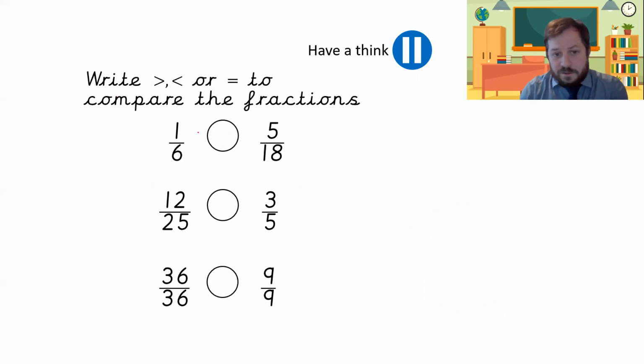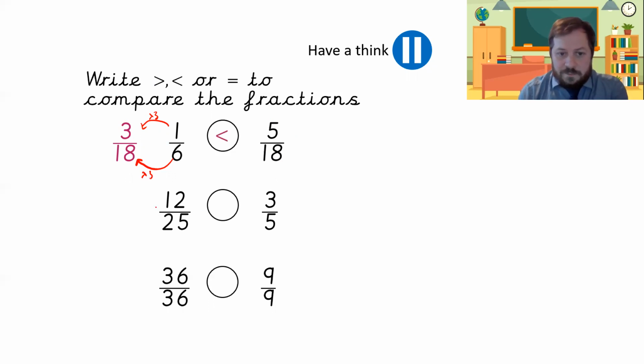Okay, so first off, we have to look at the relationship between 6 and 18. That's timesing by 3. So I times the bottom by 3 here. That means I have to times the top by 3 as well in order to keep it equivalent fractions. These two are the same here. So 3/18 we can now compare with 5/18, which means that 5/18 is bigger.